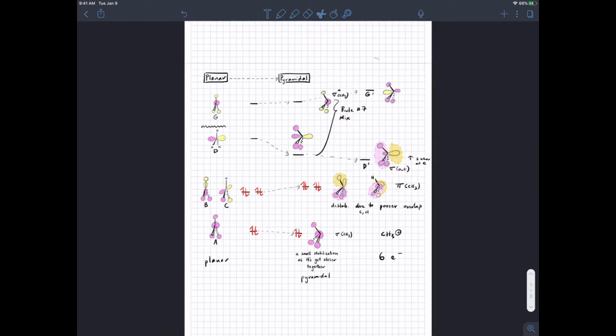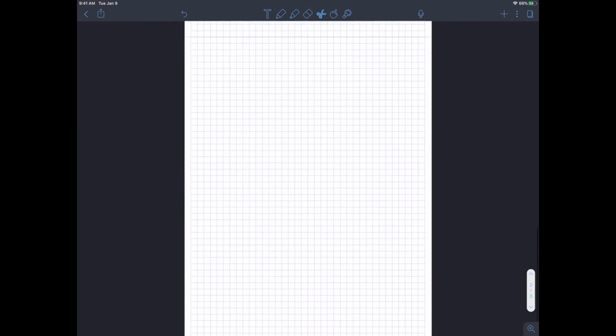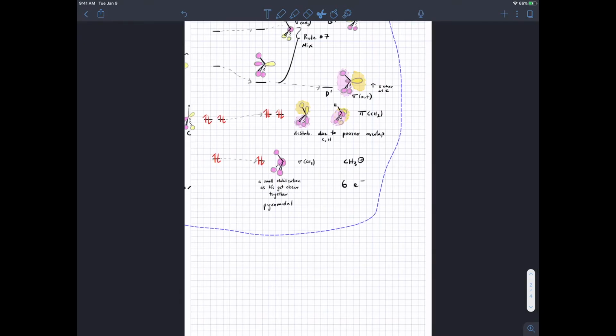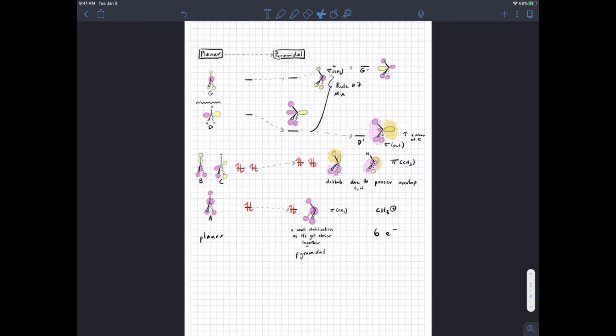Now, I'm thinking of how these notes are going to look when I copy them and upload them to the Learning Suite. So I'm going to repaste this and we'll do methyl anion. Oh, yowza. Okay, so methyl anion, CH3 minus. Now we've got 8 electrons.